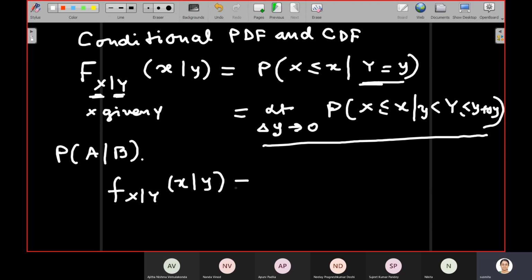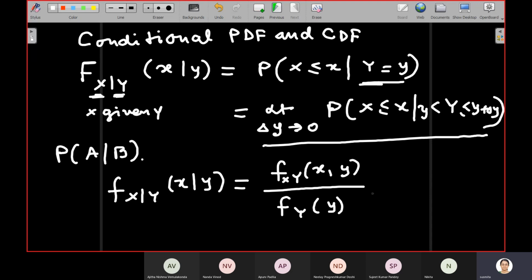x given y follows the same relation as the conditional probability and joint probability. It can be proved, but I will skip the proof. I will not do it. We don't have time for that. We need to discuss other things today. But this can be proved.